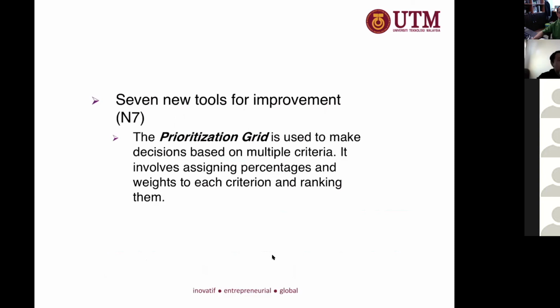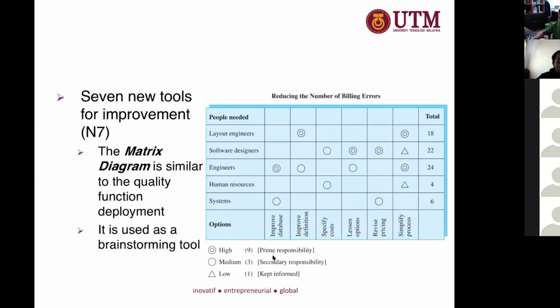So we also have a prioritization grid for making a decision. We have a matrix diagram like this. People needed, we need what? Engineer, software, and so on. And this is the problem option to reduce the billing error. So we have the weightage here, high, medium, low. Then we put the score. So we count the score. It shows that in order to reduce billing error, we need more engineers, because engineers have to do this task.